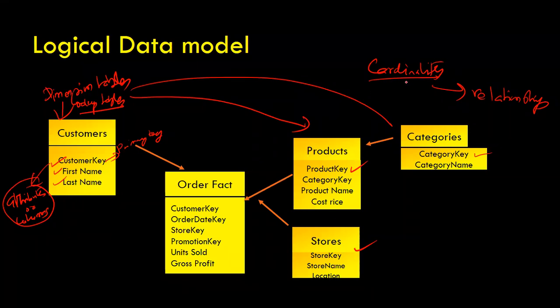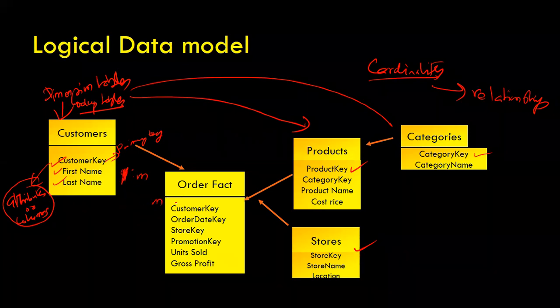But what exactly is cardinality? Cardinality is nothing but the degree of relationship, which means the customer places 0 or more orders. There is a 1 to many relationship. Order is placed by one or more customers. In that case, order is placed by one or more. So that's the reason this is a many side.